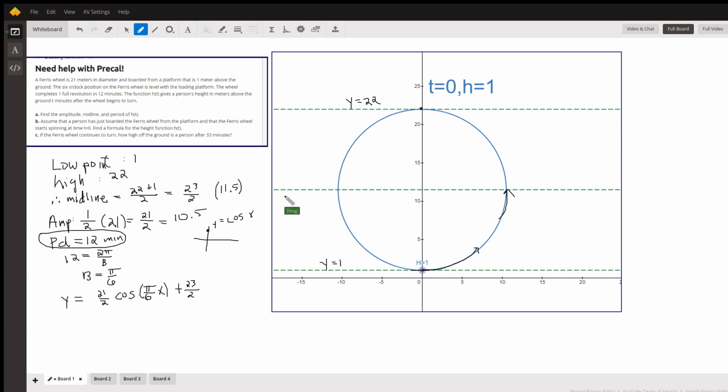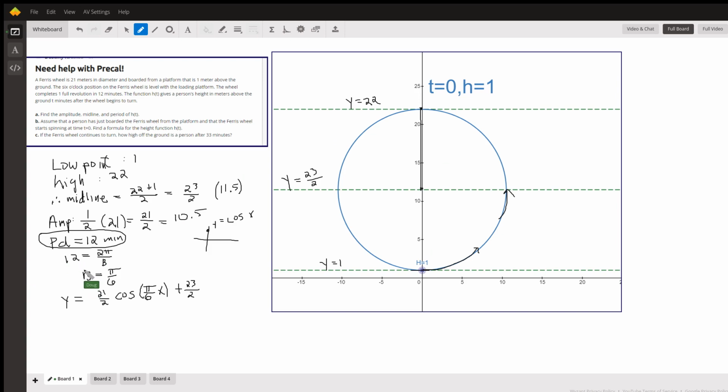And the midline is the average of the low and the high point. So this is the line y equals 23 halves, or 11.5. And the amplitude is this distance right here, which is half the distance from the low point to the high point. It's another way to think of it. So the amplitude is 21 halves, or 10.5.